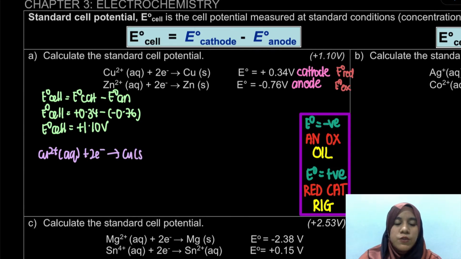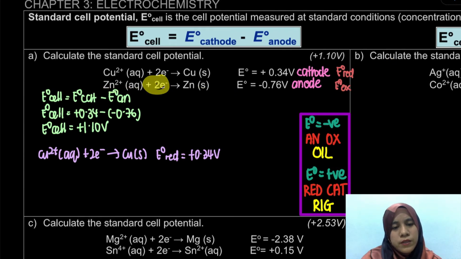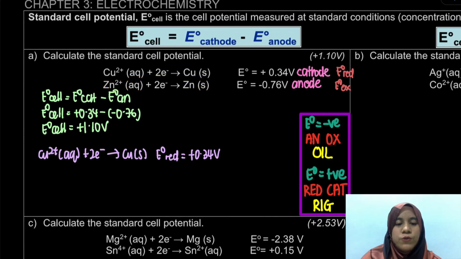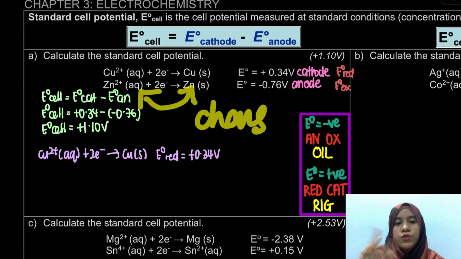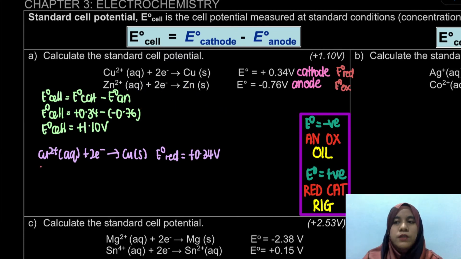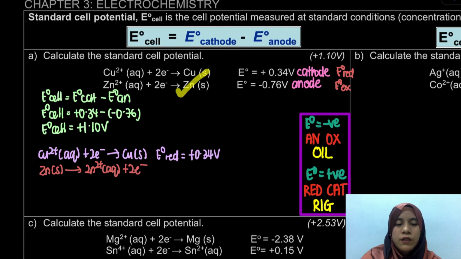But then please include the E° value. This is the E° reduction, positive 0.34 volt. Next is oxidation. But why does it gain electrons here? Because remember, oxidation is the one where you lose electrons. So we have to change the position to get the oxidation equation. We want to lose the electrons, so we change the position itself, and we do get our oxidation equation.